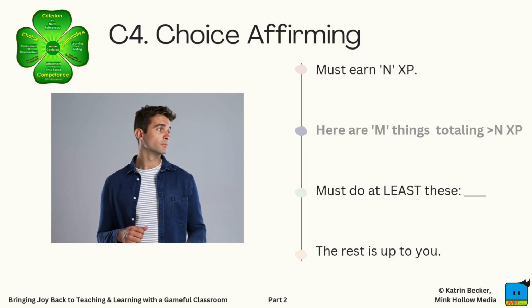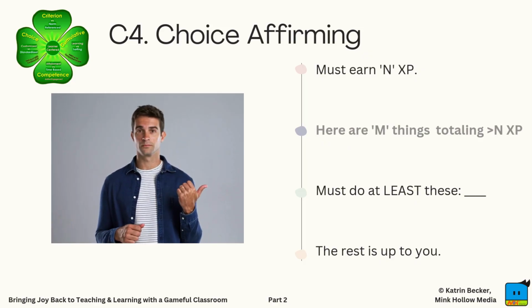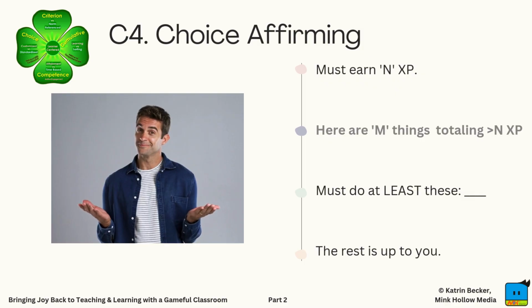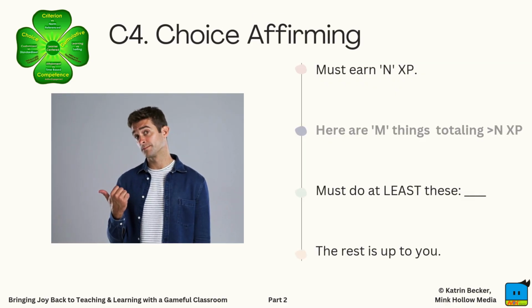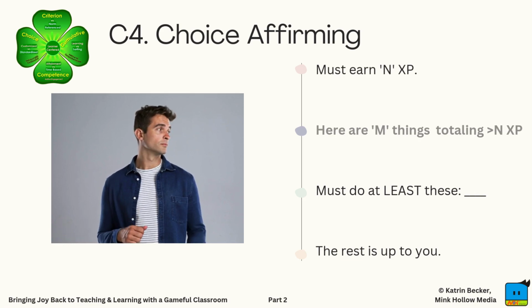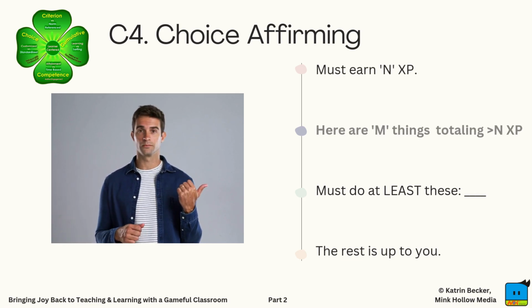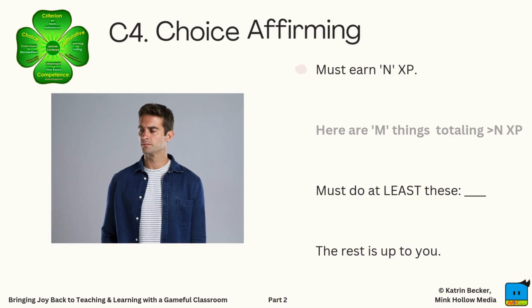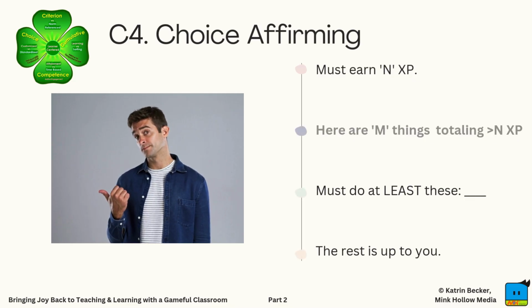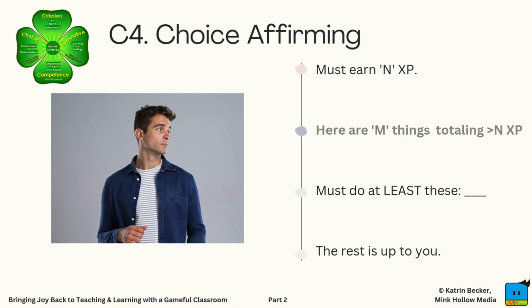I am giving them M different things that they can do to earn those points. And if they were to do all of them, and if they were to get a perfect score on every one of them, it would total much more than the 1,000 points they need in order to get a perfect score. So there's the difference.